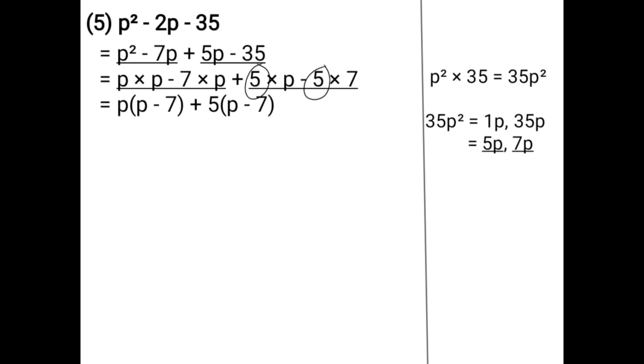In bracket p minus 7 is repeating. In bracket which is repeating, you have to write only one time, that is equal to p minus 7. Outside the bracket of p minus 7 is p and plus 5, that you have to write in second bracket, that is p plus 5 in other bracket.